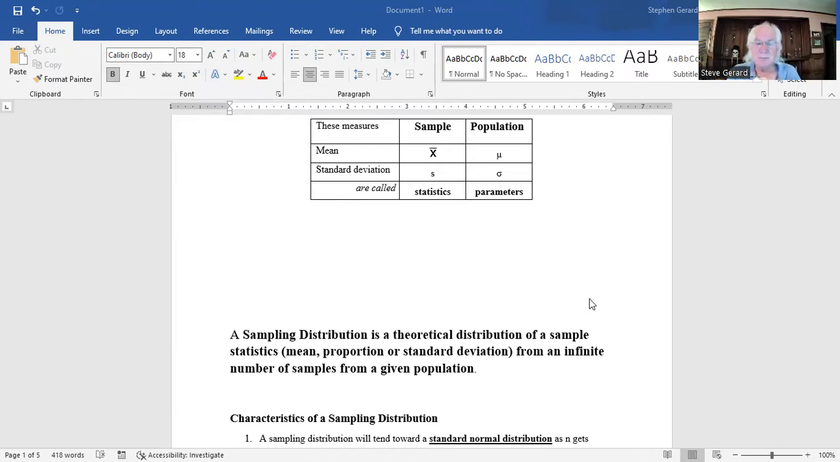A sampling distribution is a theoretical distribution of a sample statistic, such as the mean, proportion, or standard deviation, from an infinite number of samples from a given population. It's a theoretical distribution because nobody does an infinite number of samples, but we can mathematically make some judgments about that, and there are things we can know from this.